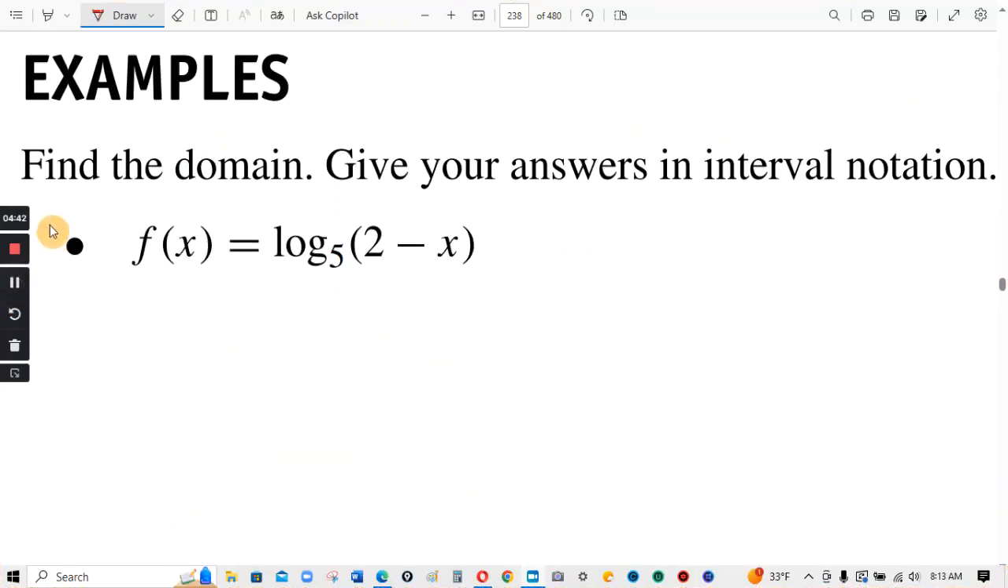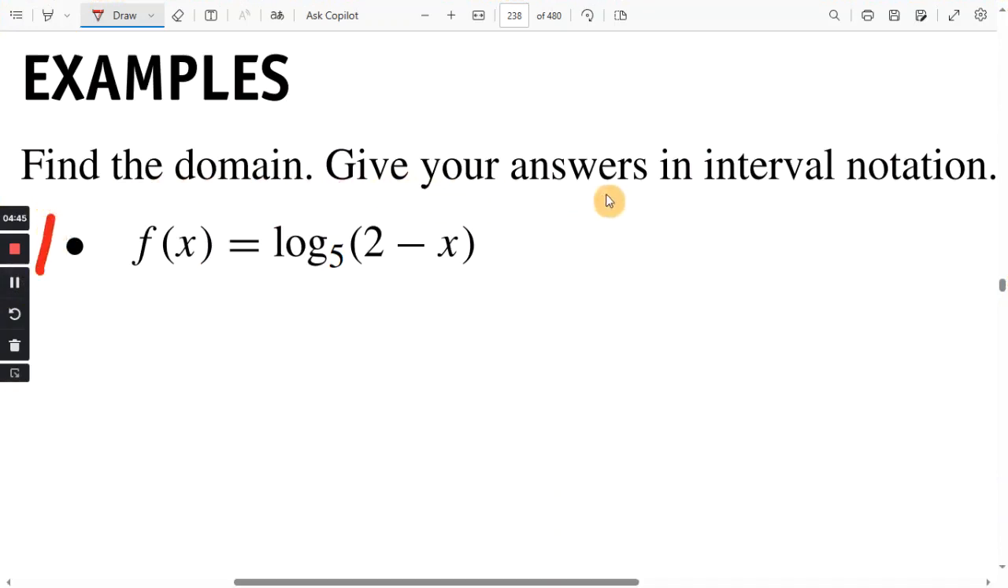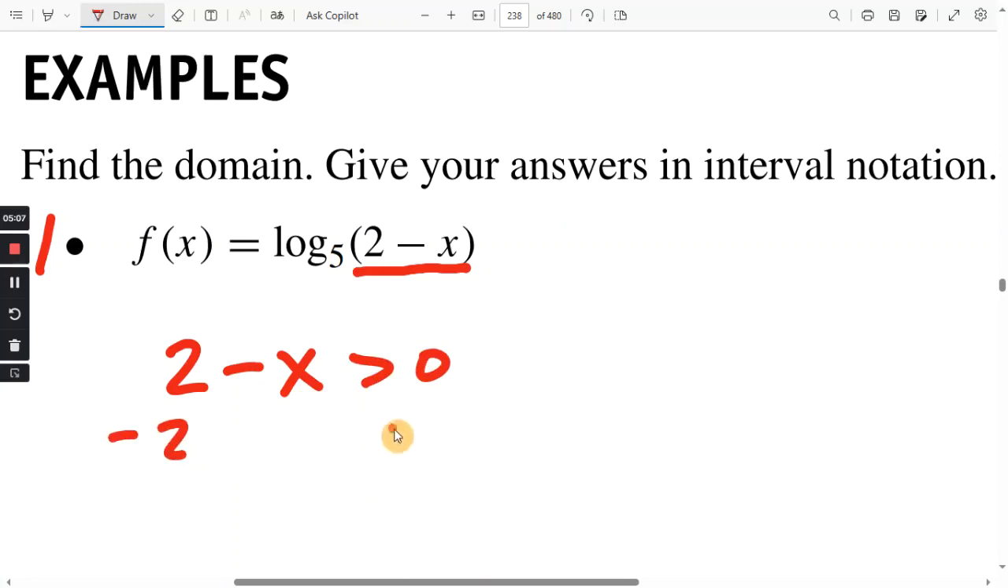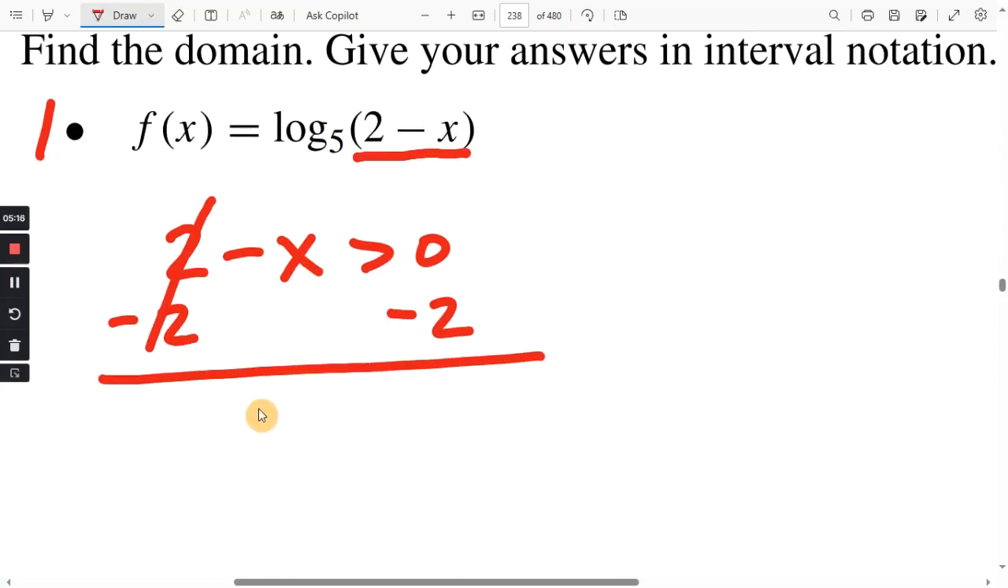All right, example 1. Find the domain and give your answers in interval notation. All right, this is basically y equals log base 5 of 2 minus x. The term that you're taking the log of has to be greater than 0. So 2 minus x is greater than 0. Isolating the x, I am going to do minus 2 on both sides. 2 minus 2 is 0, so that cancels. Bring down your negative x, bring down your inequality, and 0 minus 2 is negative 2.